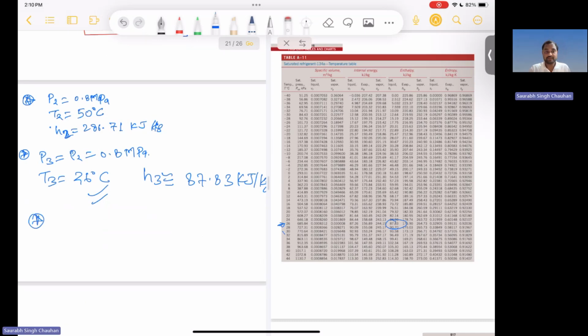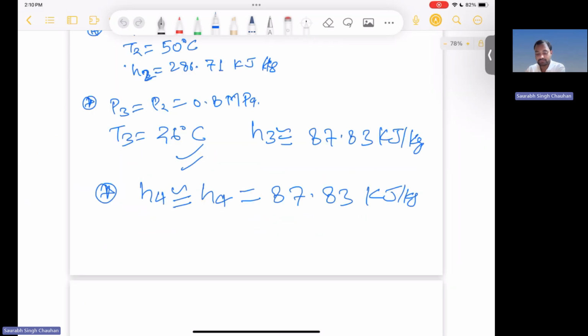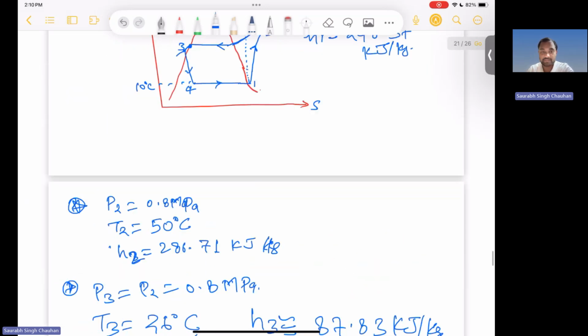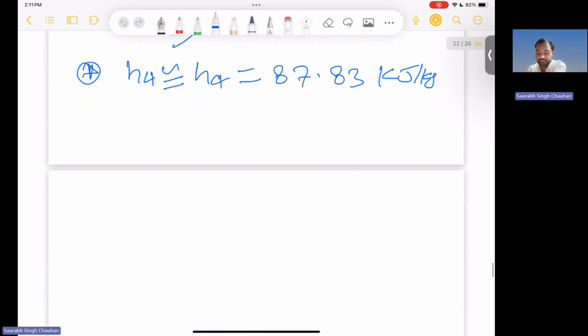And 3 to 4, the expansion process, is nearly isenthalpic, so H4 will also be approximately equal to H3, 87.83 kilojoule per kg. Okay, so now we have all these values and we can solve the question.